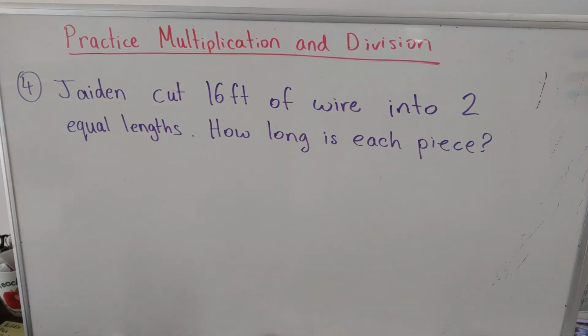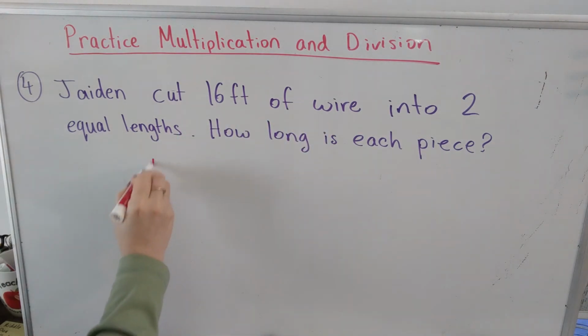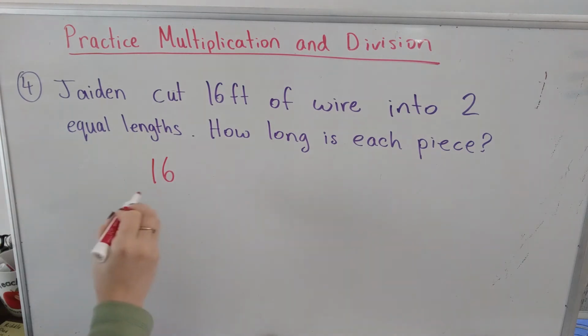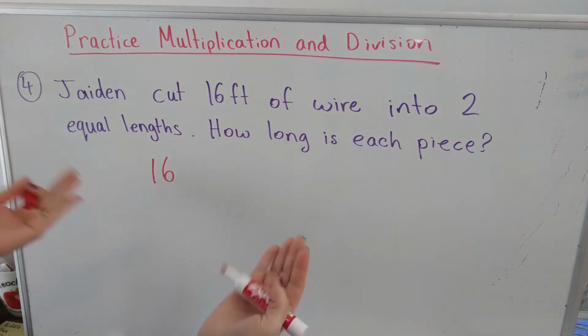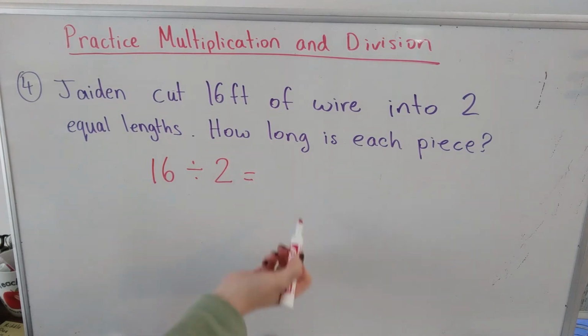Number 4. Jaden cut 16 foot of wire into 2 equal lengths. How long is each piece? So we know Jaden is cutting a 16 foot of wire into 2 equal pieces. So we're like sharing it into 2 parts. That means we're going to divide into 2 parts equally, right?